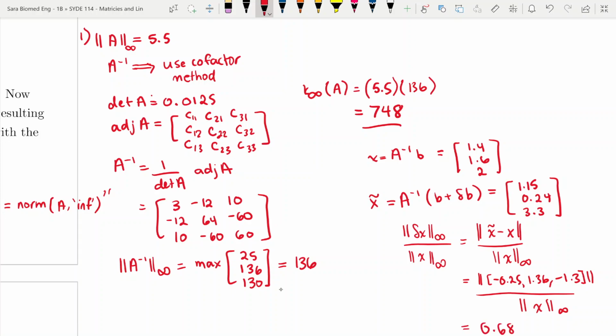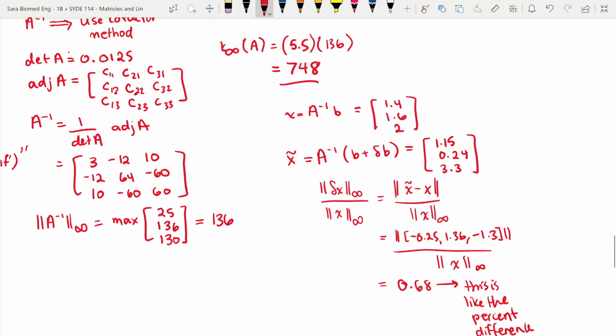So it's pretty high. Because it's like a percentage, it tells you how different it is from the original one. It is different by 68%, which is pretty high. That is because the condition number we got is pretty high, 700 something compared to 1. 1 is the smallest you can get, and 700 is pretty high. That's why when you perturb this system a little bit by 0.01 for each entry, you got a whole new result. That's because the A matrix is close to singular.